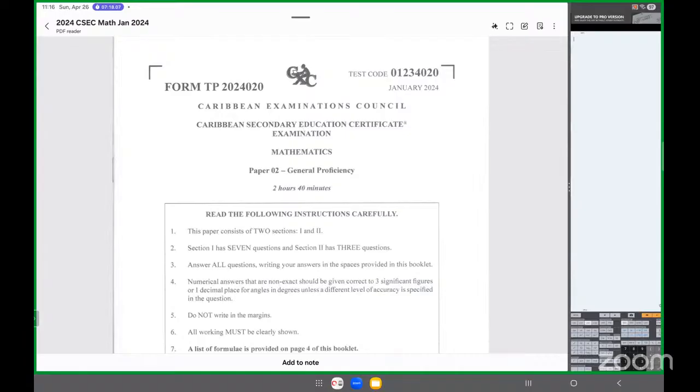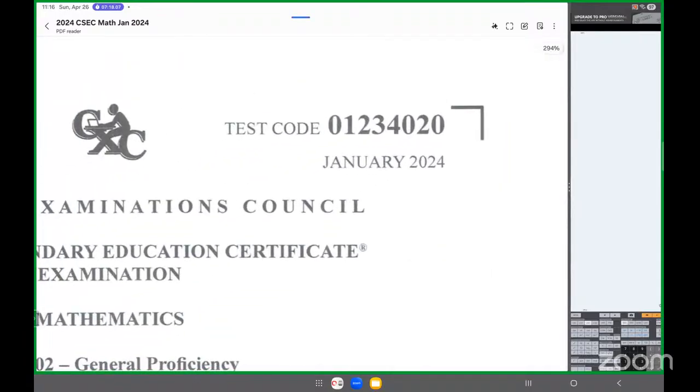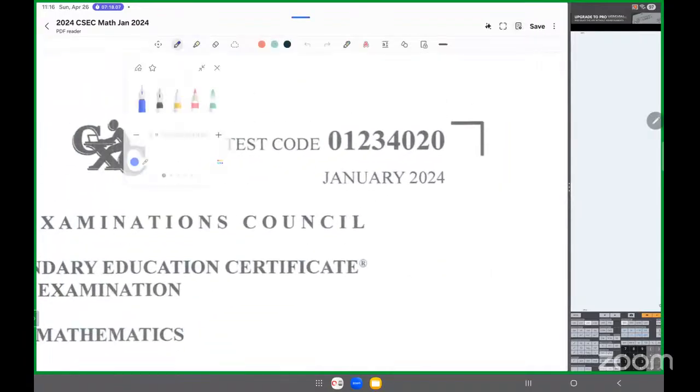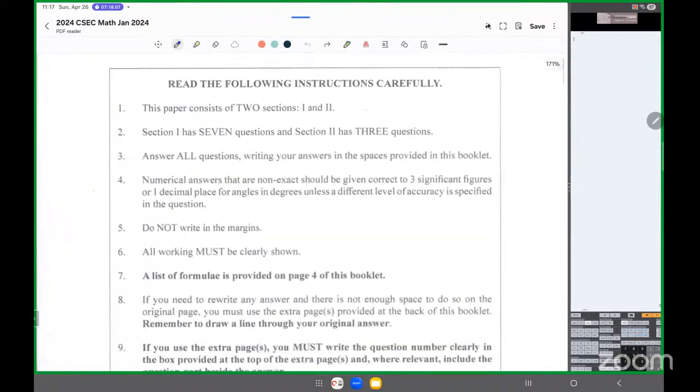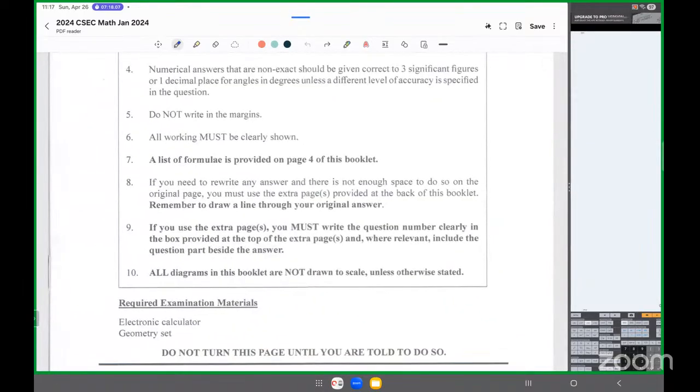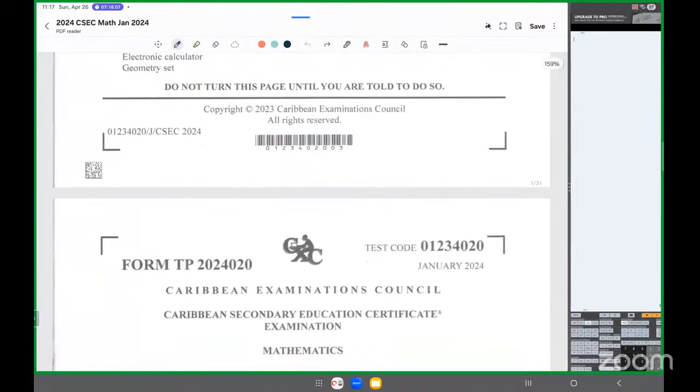So this was the January 2024 exam paper, a very recent exam. So expect your exam to be of this level. Any question you got wrong, you need to go and redo it. I'm wondering if I should start at the front or start at the back. I'm just going to start at the front.